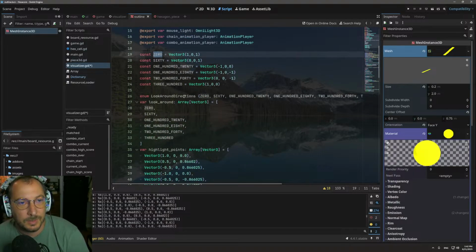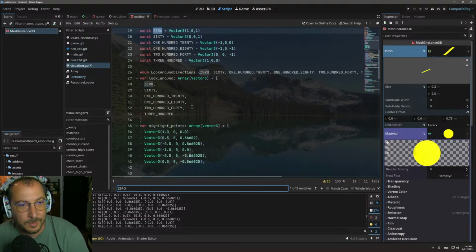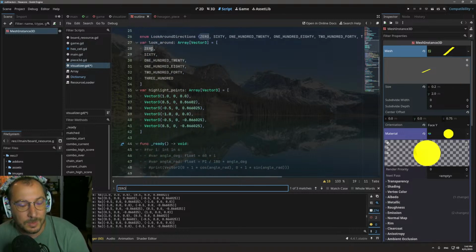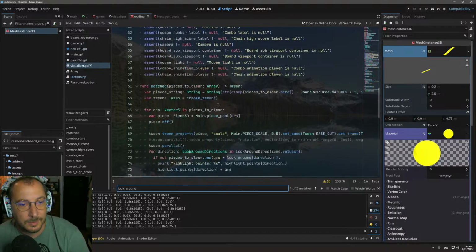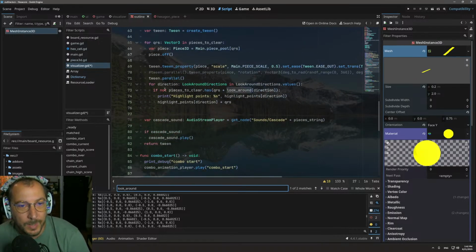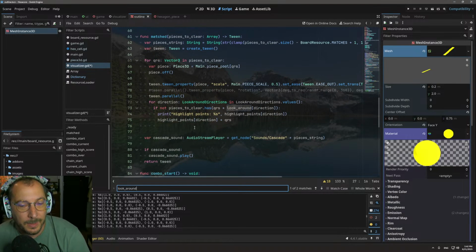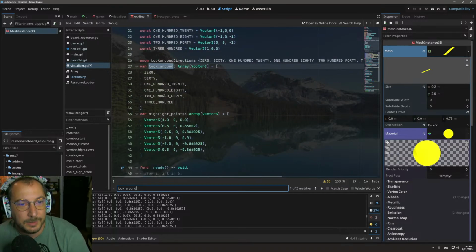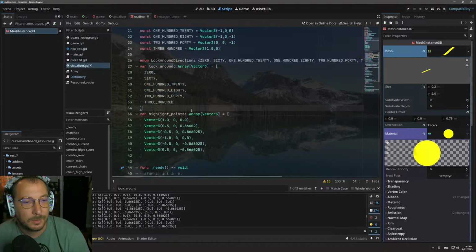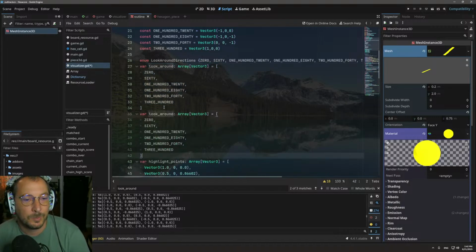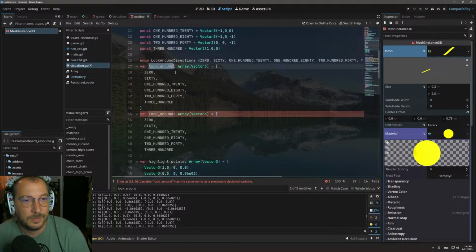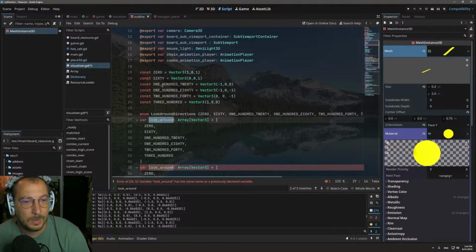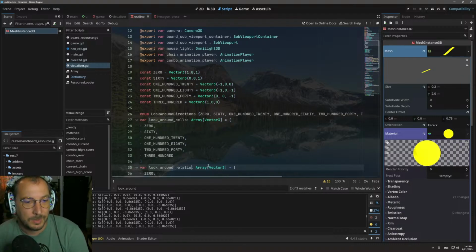Now, are we using the enums here for anything yet? Just for look around. Look around you. So these are the pieces we're looking around for. Okay. So I do believe we need one more array for look around rotation. This is look around cells. And this is look around rotation.